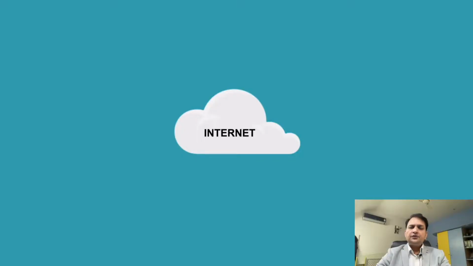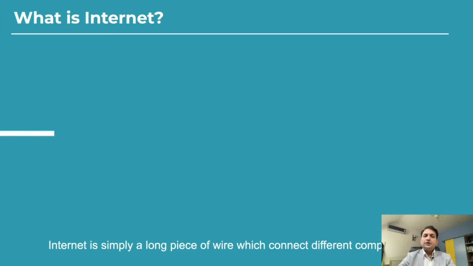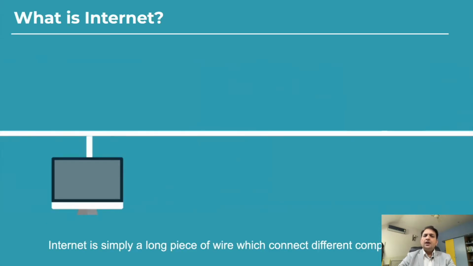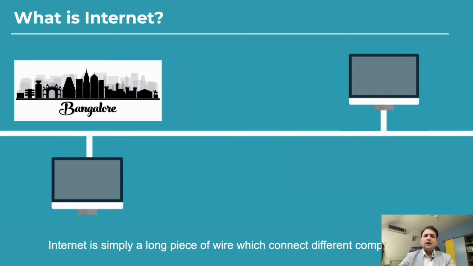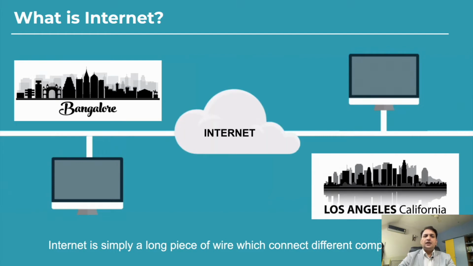To access any website or web application, you need internet. Let's first understand what the internet is and how exactly it works. Internet is simply a long piece of wire which connects different computers. There can be a computer in Bangalore and another in Los Angeles. Both can communicate using the internet.